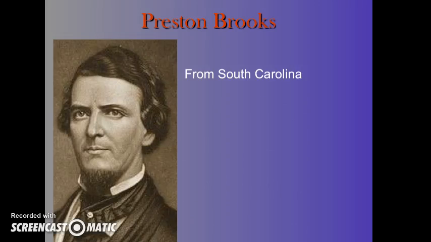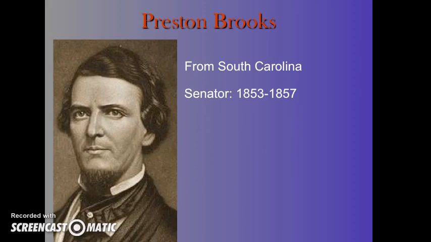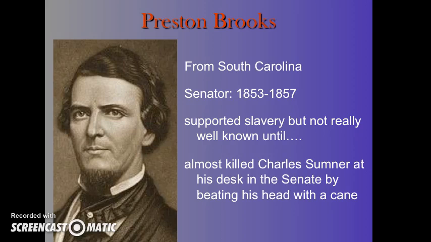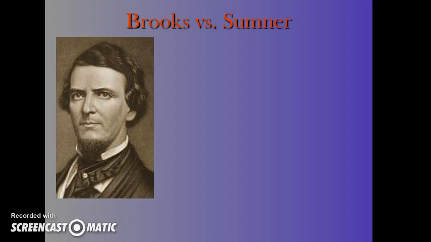Preston Brooks, another guy from South Carolina, a senator in the 1850s. Loved John C. Calhoun's ideas. Also supported slavery. Not really a well-known guy until he does this. He almost kills another senator. Charles Sumner of Massachusetts beats him in the head with a cane. And supporters ended up sending him extra canes.